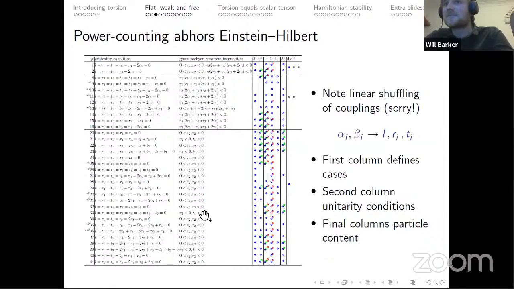So this is the subset, and you can see in the first column of this table, I've got the constraints on the couplings that define the different cases of the theory. So these are just linear relations amongst the 10 dimensionless coupling constants. In the second column, I've got these conditions that we impose on those couplings to make the theory unitary. Then in the final column, we have some estimates of what the particle spectrum would look like.